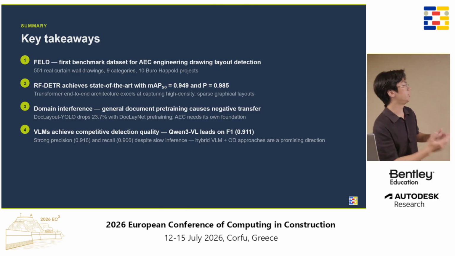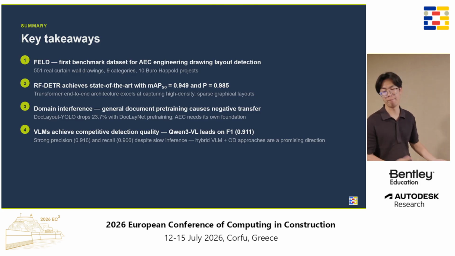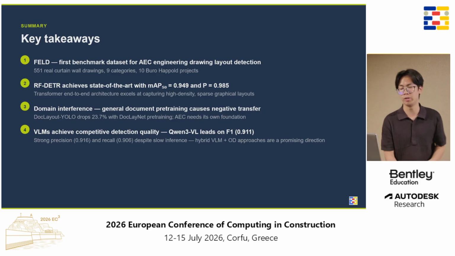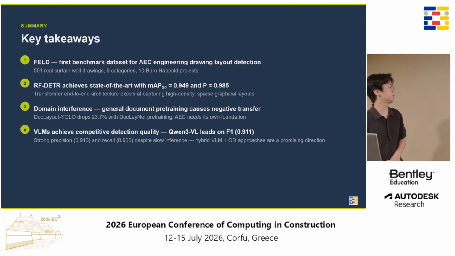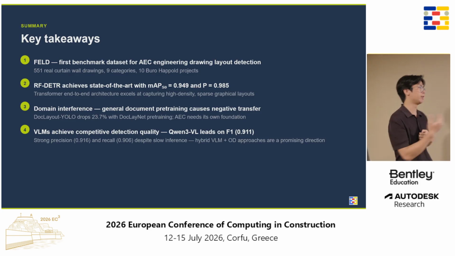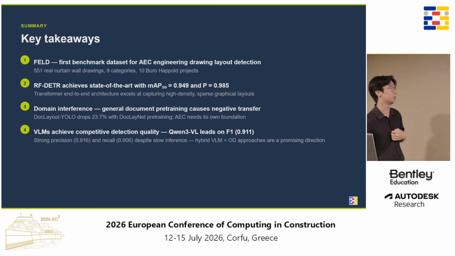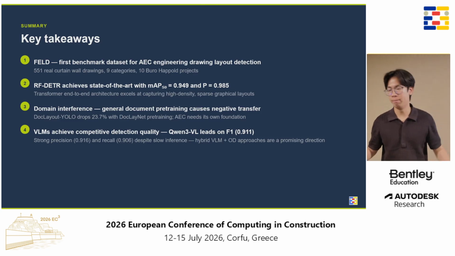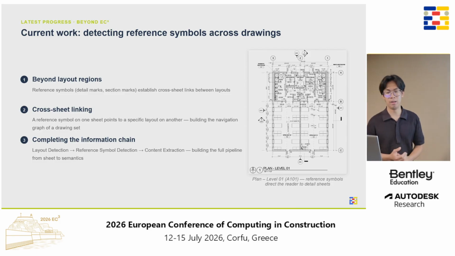Second, the detection transformer is the best, and you will see the key domain interference. The general document layout pre-training causes negative transfer, and DocLayout-YOLO just cannot be generalized into engineering drawings. The third point is that the vision language model is quite promising, because it achieves the highest overall F1 score, and that's not bad. It's only 8 billion parameters, so it's not big.